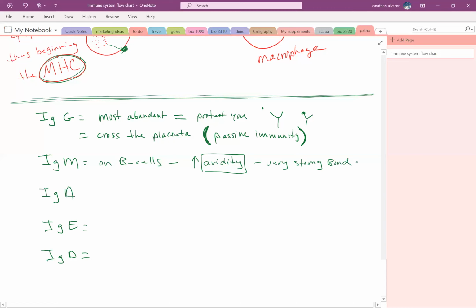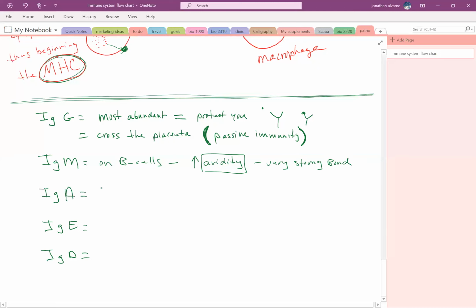Okay, and it's designed to try to get this under control quickly. If you have a 100-pound perpetrator, you better get a 300-pound person to subdue. I mean, that is a strong bind. Okay, strong magnet. All right, IgAs.